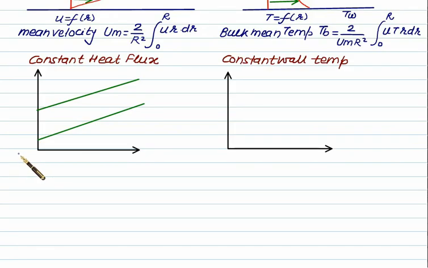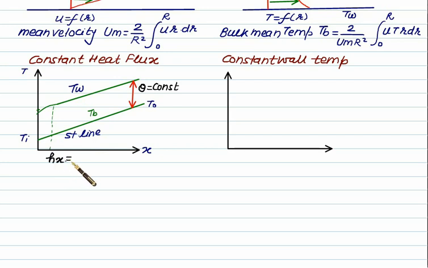Two types of boundary conditions normally occur in the case of internal flow. First is the constant heat flux, second is the constant wall temperature. The temperature distribution is shown like this. We have Tw, and the fluid temperature changes from Ti to To. This temperature is called the bulk mean temperature. This time the fluid temperature changes according to a straight line. Initially, up to fully developed flow, we have a variation of temperature. Then the excess temperature theta is a constant value over the entire length, and the heat transfer coefficient hx is always constant.